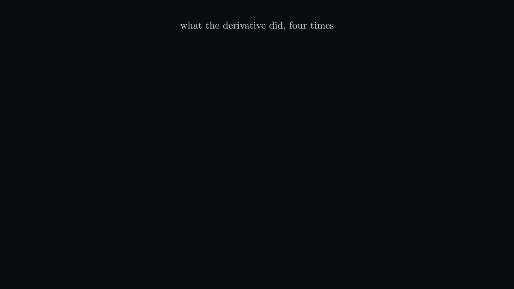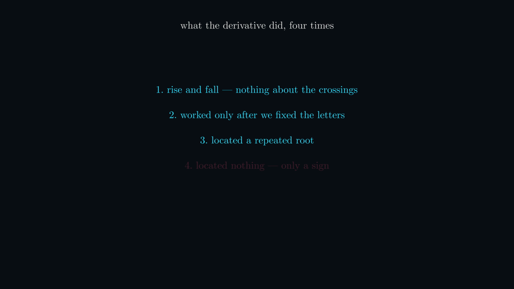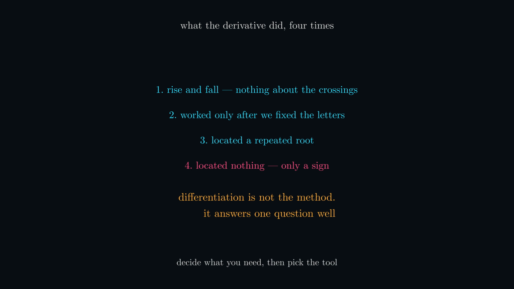4 problems, and the same lesson underneath all of them. In the first, the derivative gave the rise and fall and nothing else. The crossings came from factoring, and the picture came from assembling 3 separate results. In the second, the derivative worked only after we decided which letters were allowed to vary. In the third, it located a repeated root, and the answer then had to be drawn in a different plane. In the fourth, it never located anything at all. It only told us the sign of the turning values, which turned out to be enough.